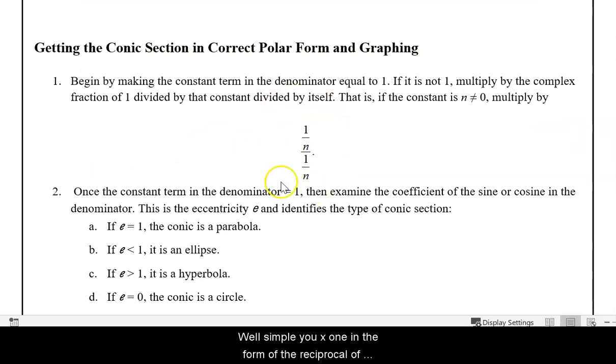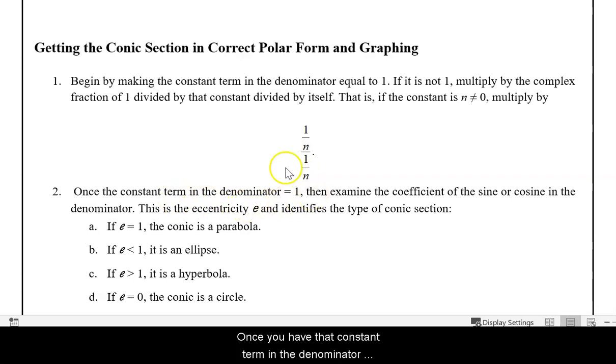Well, simple. You multiply by 1 in the form of the reciprocal of whatever the constant is. If it's negative 1, we'll just multiply by negative 1 divided by negative 1, which is, of course, still 1. However, we'll remove the negative from the 1 in the denominator. That will then allow us to write 1 plus or minus the trig function.